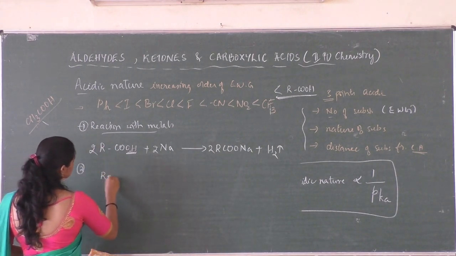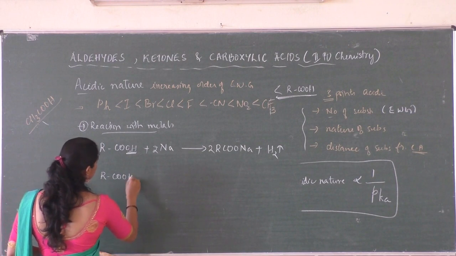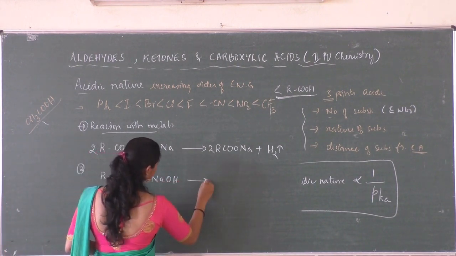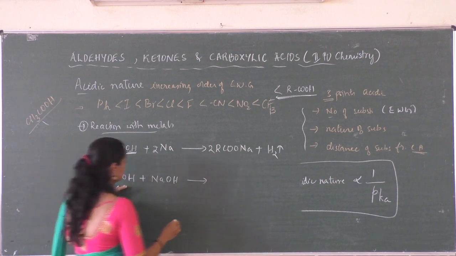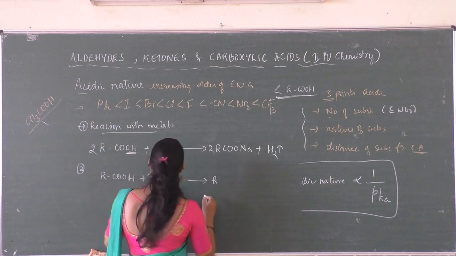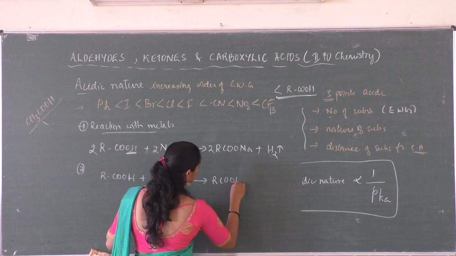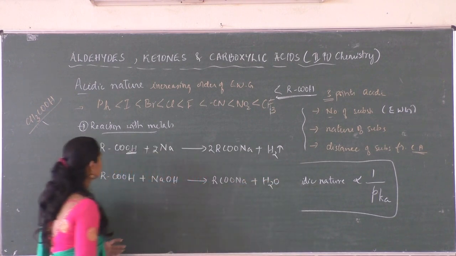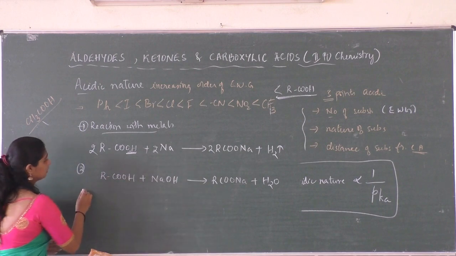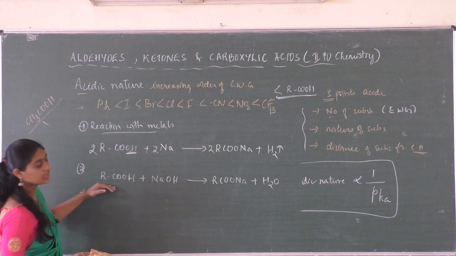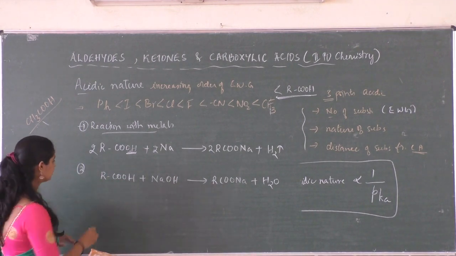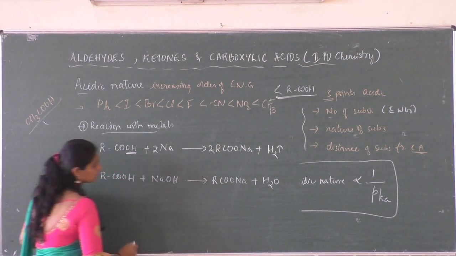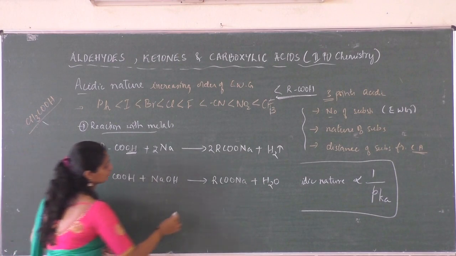Then, when these acids are treated with bases like sodium hydroxide, again they form salts. So it is an acid base reaction: RCOONa plus H2O. Even this reaction is answered by phenols, which form a phenoxide ion. Here it forms sodium acetate or sodium carboxylate.